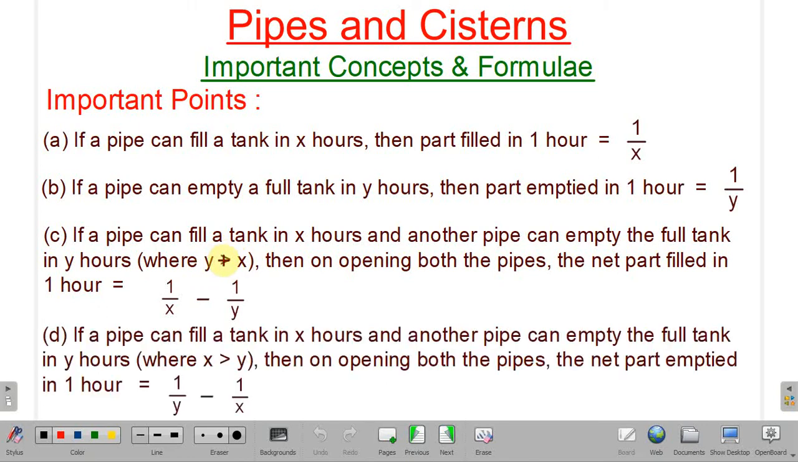Consider the opposite case, that is X is greater than Y instead of Y is greater than X. That is, the emptying rate is more than the filling rate. So in this case, the tank will get emptied. So in 1 hour, the portion of the tank that gets emptied is 1 by Y minus 1 by X. So based on this discussion, we will solve some problems on pipes and cisterns.